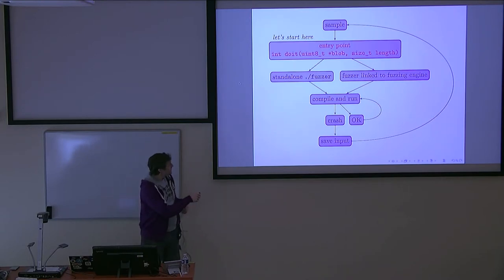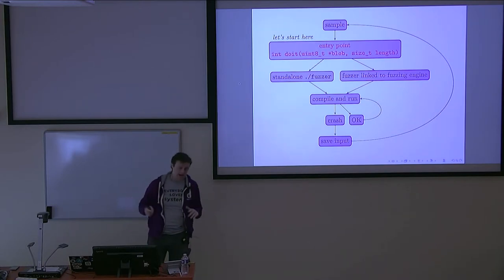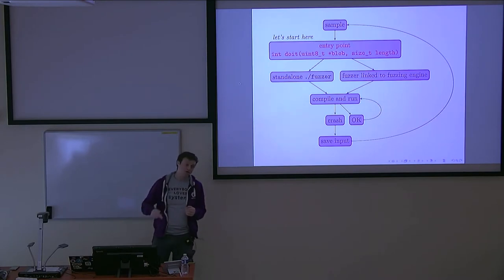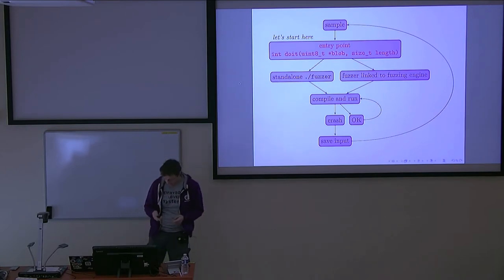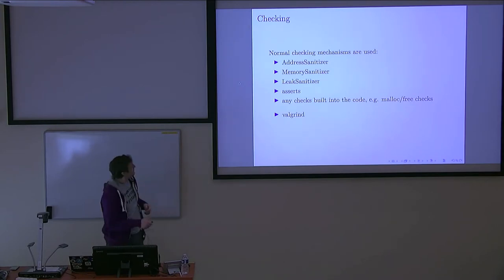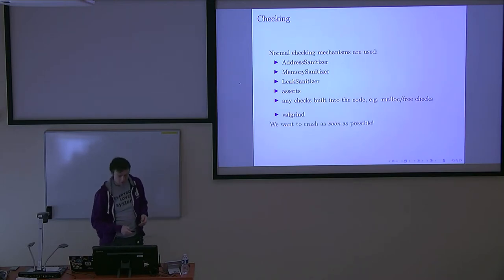So that's one way. And the other way is that we take the same function, but we link it to a fuzzing engine. So something that will call the function over and over with different inputs until it finds one that actually causes a crash. I mean, we want to apply whatever we can to find the bugs, to make the program crash as fast as possible.